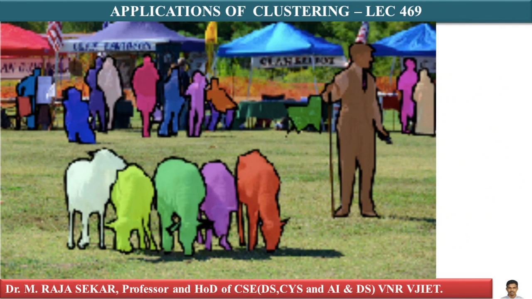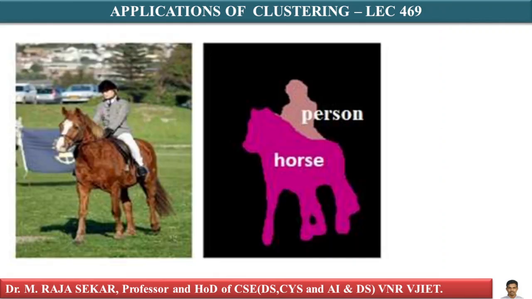If you take this image here, again you are clustering the image into parts where you have grass here, you have sheep, and you have shepherds standing here, and also you can see people standing here. This is also a task of clustering. Let's take one more example, a person on a horse with some background. The horse is one object, the person is another object, and the rest of it is all background.